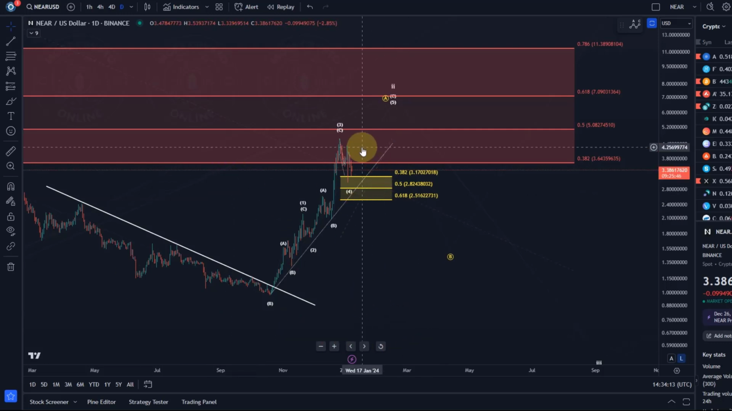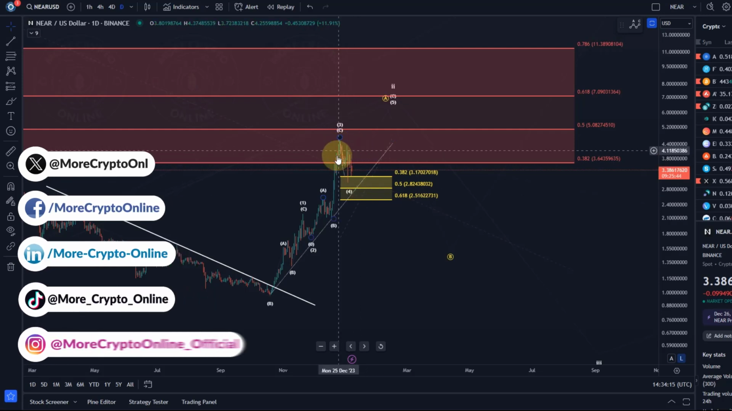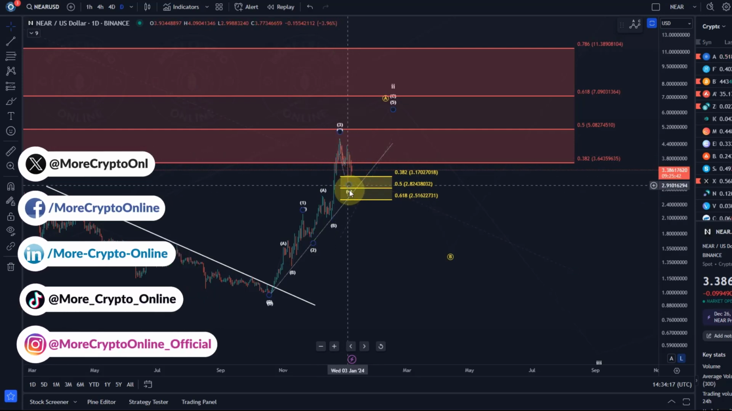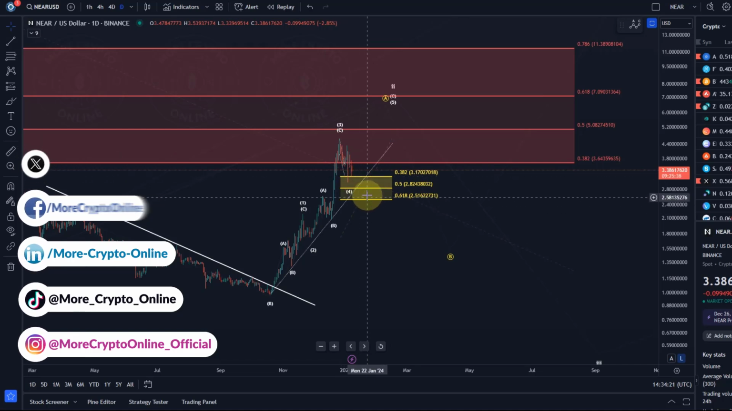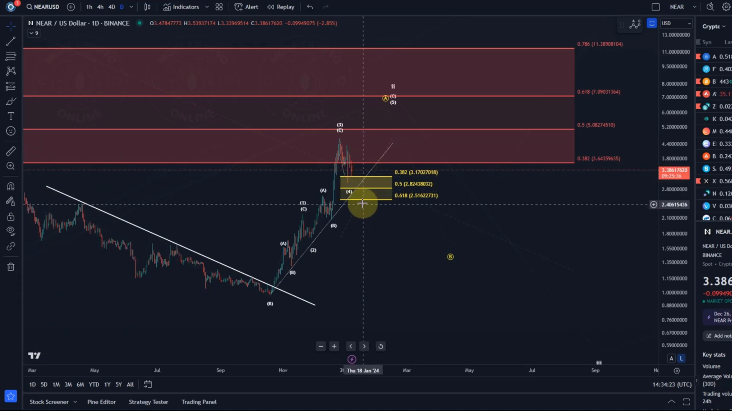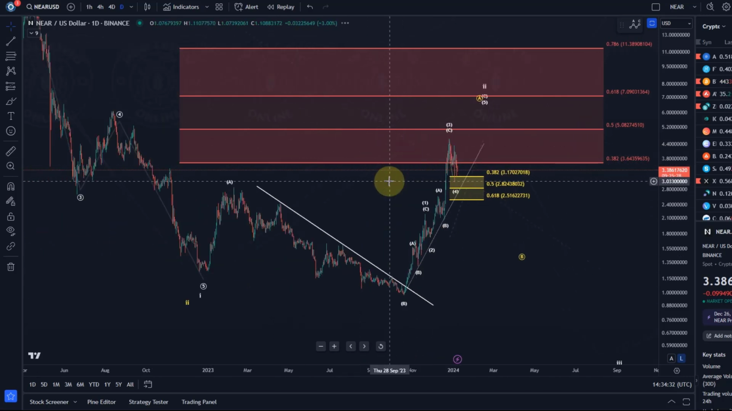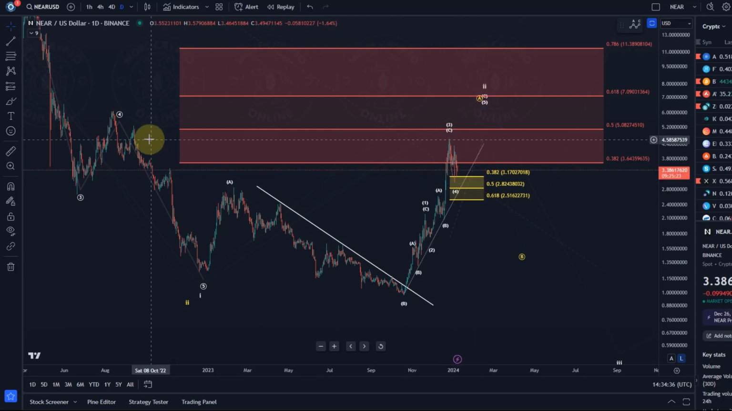On the NEAR chart, we are also in a pullback. Okay, so we currently see this corrective pullback. It seems like a corrective pullback at the moment, at least we haven't taken any previous significant swing lows out. Fibonacci support is holding, the previously communicated support area is holding, as well as this ascending trend line. So at the moment, I see this only as a corrective pullback.